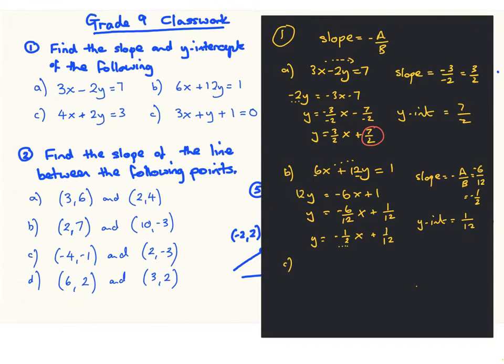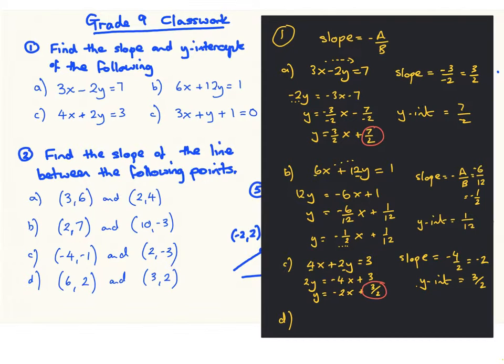Part C, we get 4x plus 2y equals 3. So slope is this negative a over b, negative 4 over 2, which is negative 2. And of course, if we solve for y, we get negative 4x plus 3, divide by 2. Negative 4 over 2 is negative 2x plus 3 over 2. And the y-intercept is this one here, which is 3 over 2.